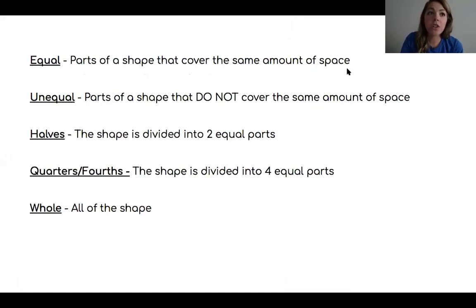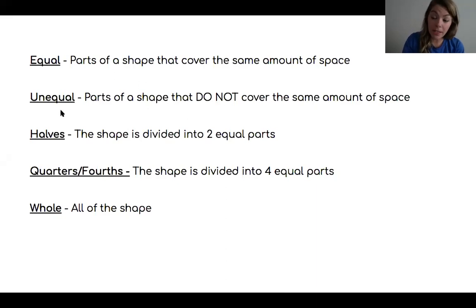Kind of like when you're sharing something, when you're sharing a pie or a cake with some friends, you want to give everybody the same amount of cake and you want it to be fair, and that is like equal. We want everything to be equal, okay?